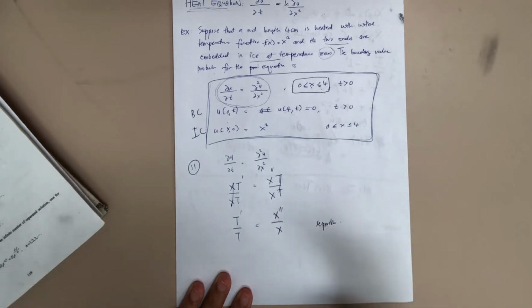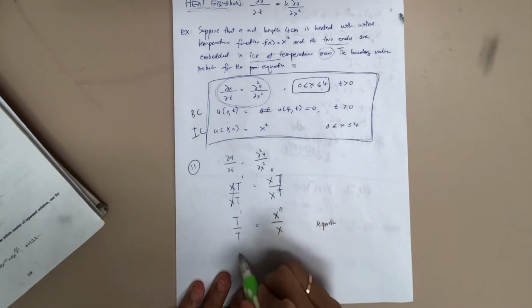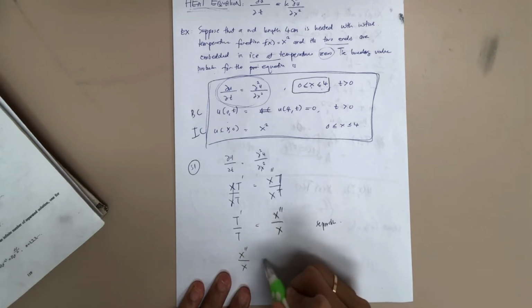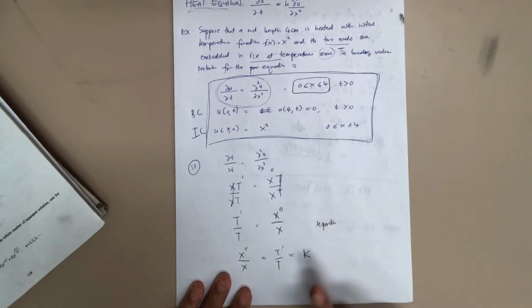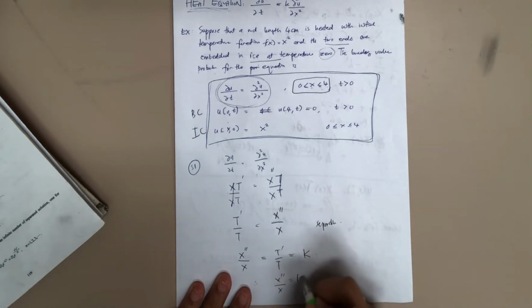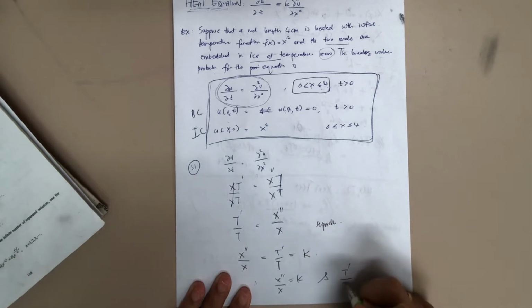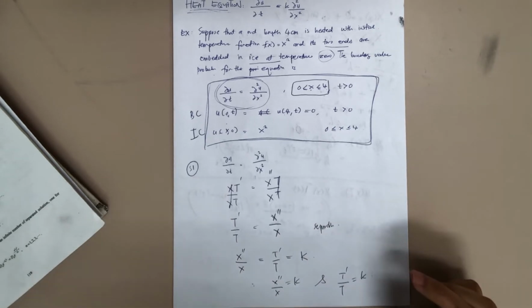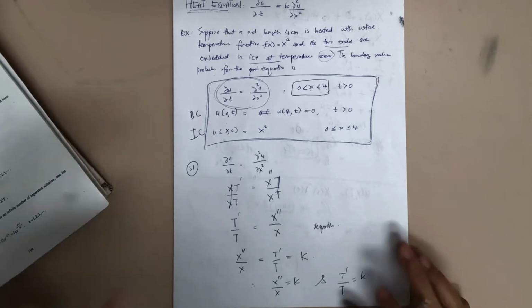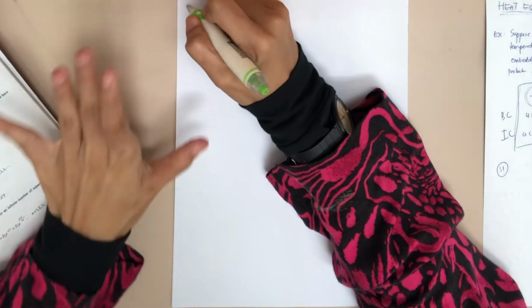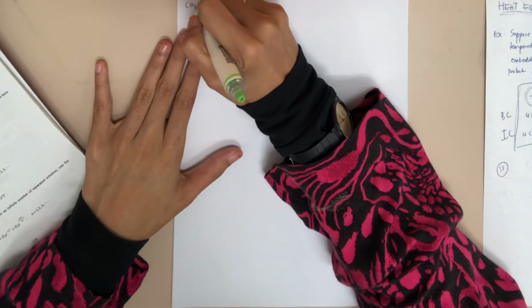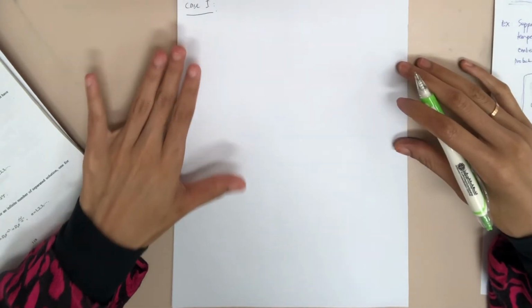So before we go to step number 3, let me rewrite it here. This expression is equal to k. That means there are 2 equations: X double prime over X equal to k, and T prime over T equal to k. So now we will use these equations for step number 3, the Fourier series solution. You need to do it case by case, so we start with case 1.